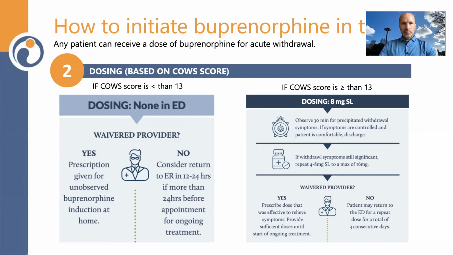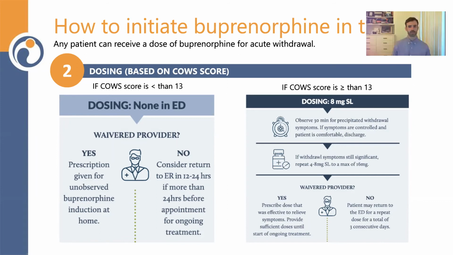And when dosing in the emergency room, we typically recommend initiating an 8 milligram sublingual dose. You can divide that in half and start with 4 if there are increased concerns for precipitated withdrawal. We recommend you observe that dose in the emergency department for symptoms of withdrawal. And as long as they're in a controlled setting and the patient is comfortable, then it is safe to discharge the patient after medication dosing. Again, if you have a waivered provider, a prescription can be provided after that initial dose in the ER.